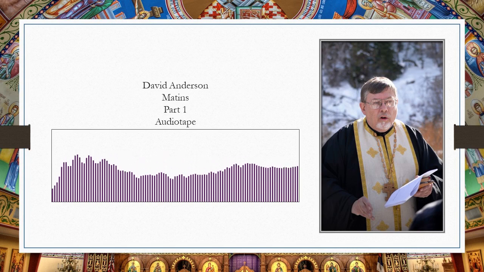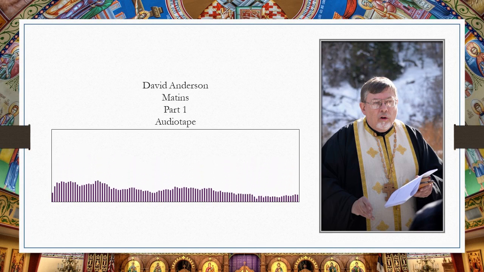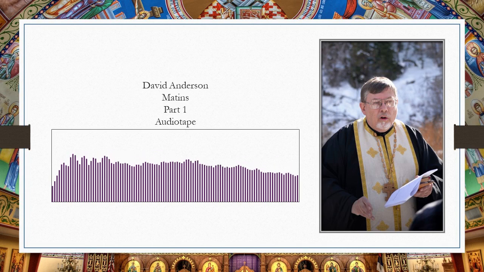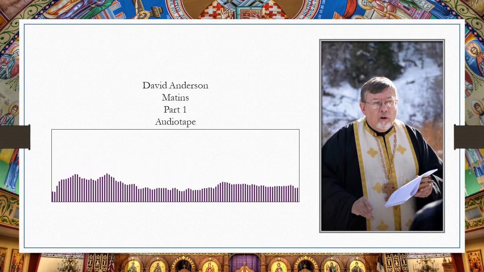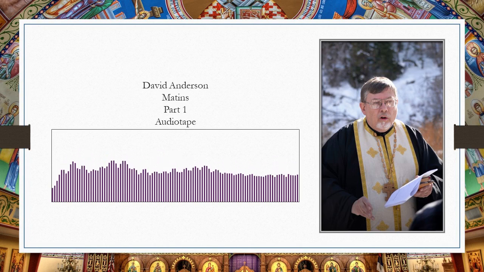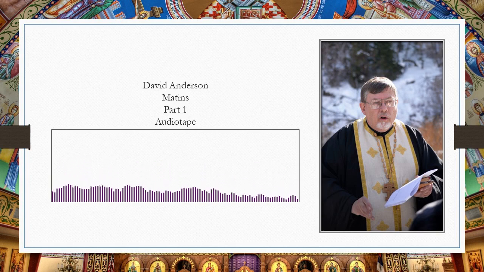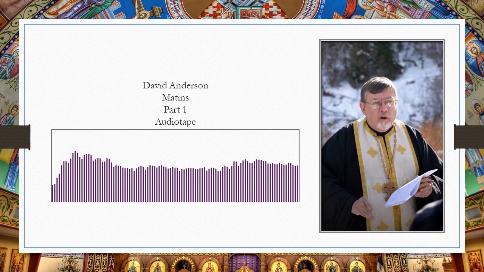Festal or Sunday nocturns or vigil is an insert that comes into the full order of the service on a Sunday or a great feast. So it's not necessarily something that's done every day. It's something that's done as part of a great Matins on Sunday or a feast day, and it's done in addition to what's come before. It doesn't replace what's come before. It's done in addition to it. And it begins with some special psalmody.